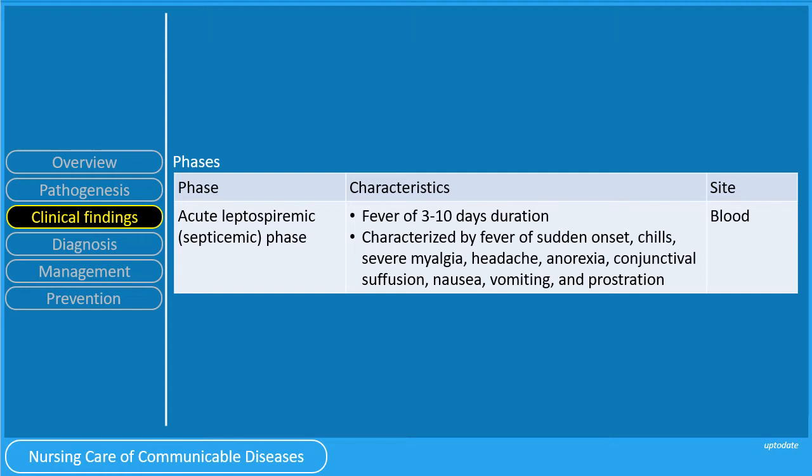This phase is characterized by fever of sudden onset, chills, severe myalgia, headache, anorexia, conjunctival suffusion, nausea and vomiting, and prostration. The fever usually lasts for 3 to 10 days, and in 90% of cases of leptospirosis, the symptoms are actually mild and they usually resolve in less than 10 days.